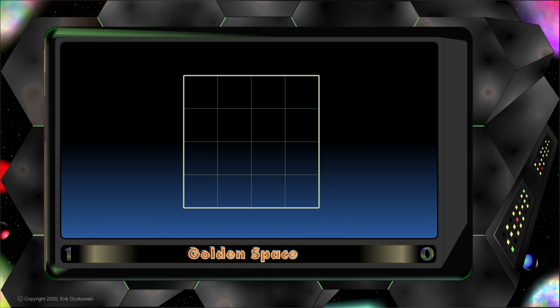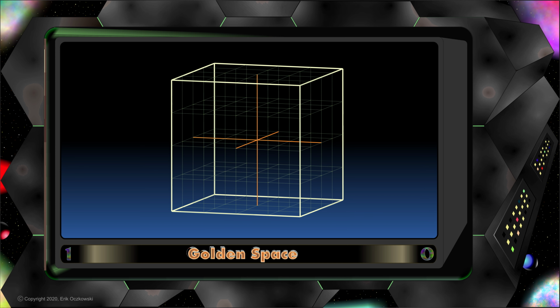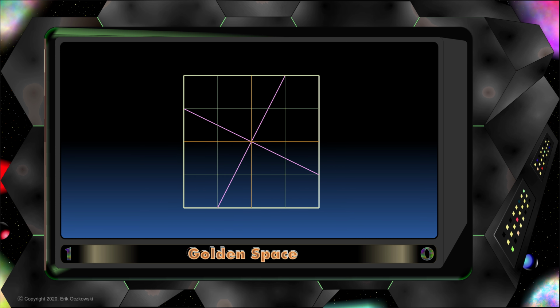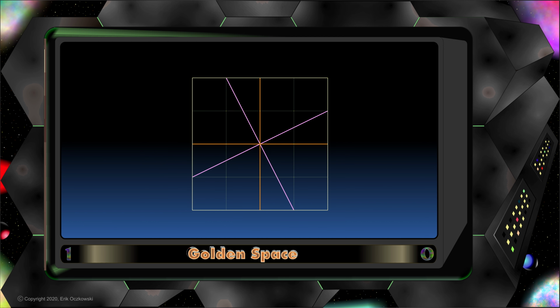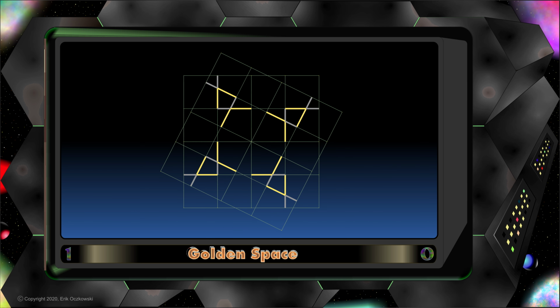The 64 cube structure creates a coordinate cross here in orange. Then we create an additional coordinate cross through the points of intersection here in purple. Consciousness creates a new cube structure along the new coordinate cross. This is a simulated spin to the right and to the left. And the simulated spin to the right creates new points of intersection, which divide the edges into these yellow-golden ratios.